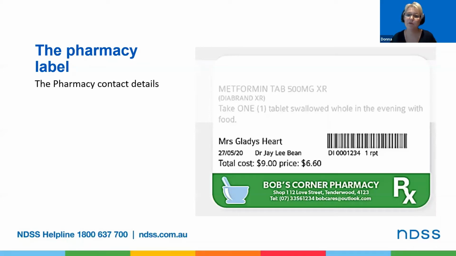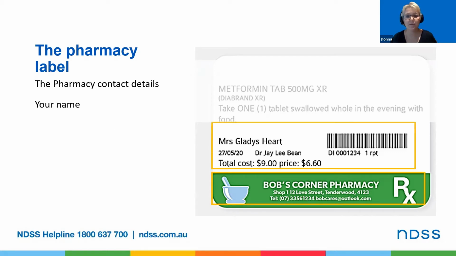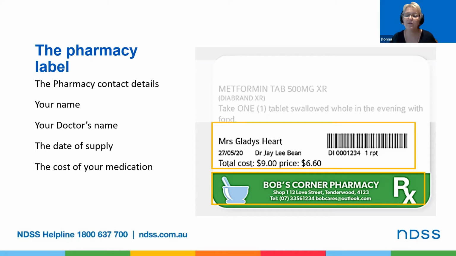Other things that you may find on the pharmacy label are the pharmacy's contact details in case you need to contact them, your name, the name of the doctor that prescribed your medication, the date in which you were supplied the medicine, the cost of the medication to you, and if it's partially subsidised, the full cost of the medication. In this case, the full cost of the medicine is $9. Mrs. Hart paid $6.60 as a concessional price. The pharmacist's initial, in this case their DI. The repeats remaining, so we can see that there is 1 repeat remaining. The barcode on the label allows the pharmacist to check that they are supplying the correct medication to you and it's matched to the barcode on the manufacturer's box at the time of dispensing.